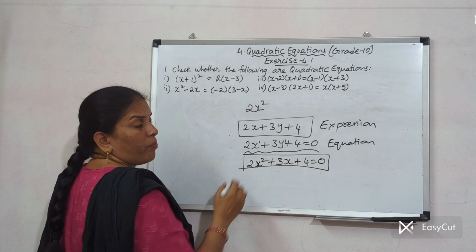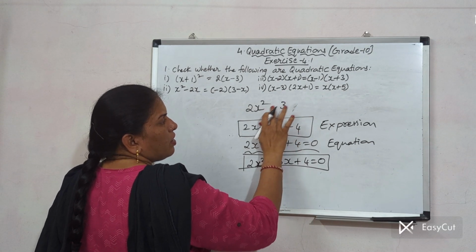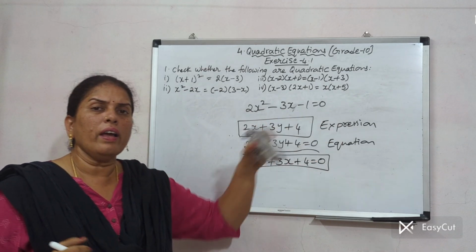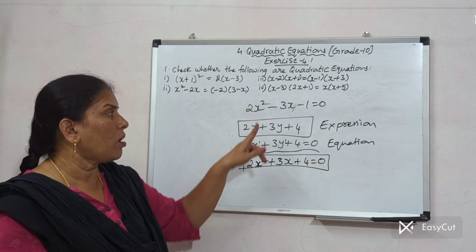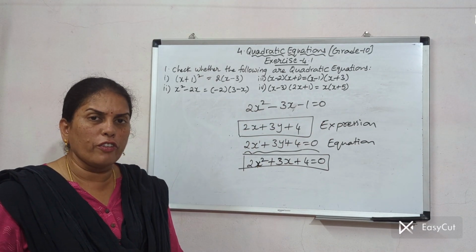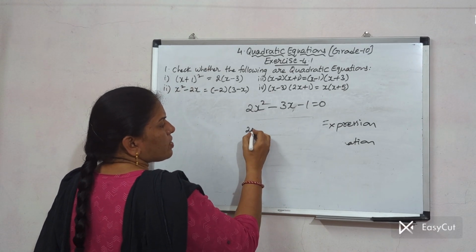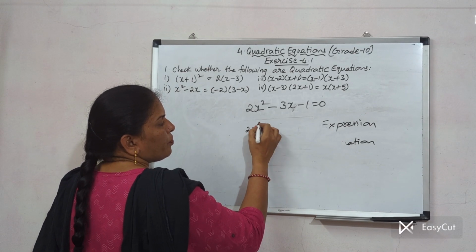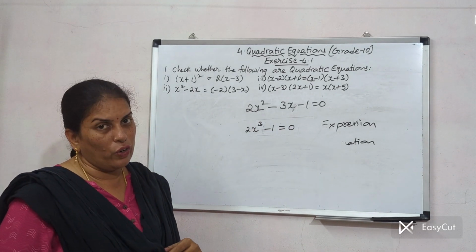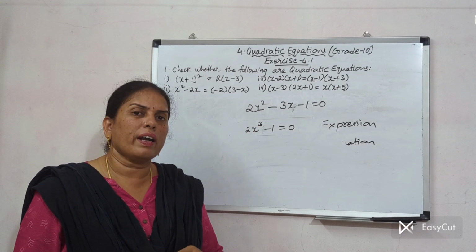2x square plus 3x, or minus 3x, minus 1 equal to 0. This is also a quadratic equation. Why? Because in the power of x, 2 is there. So, it is a quadratic equation. All of you understood? Next. 2x cube minus 1 equal to 0. Is this a quadratic equation? No. Why? Because what is the power of x? 3 is here. So, it is not a quadratic equation.